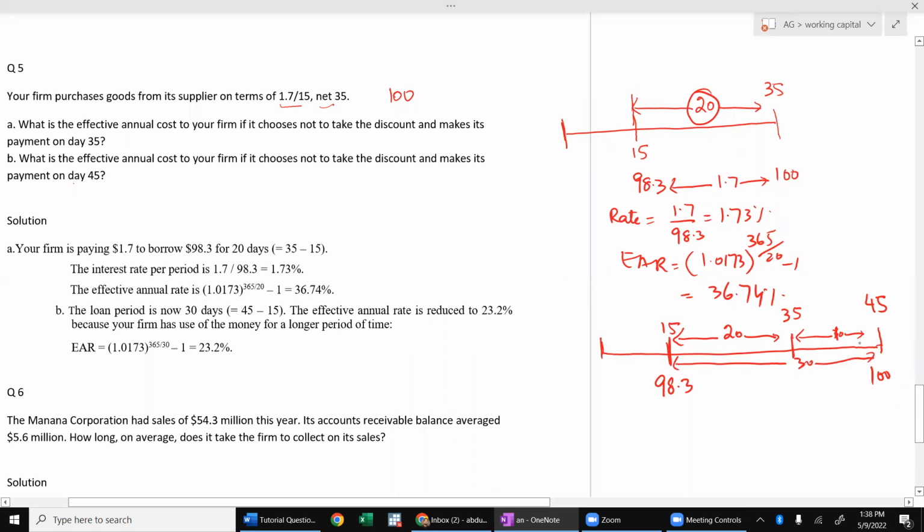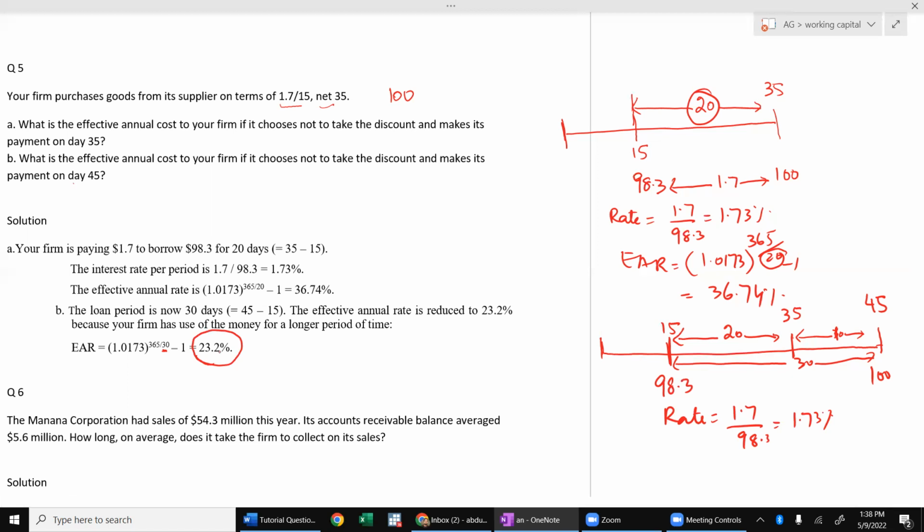Again, you will do the same thing. You will calculate the rate, 1.7 divided by 98.3. The answer will be the same, 1.73%. But now the period, previously 20, will be converted into 30. Rest of the information will be the same. The answer is 23.2%.